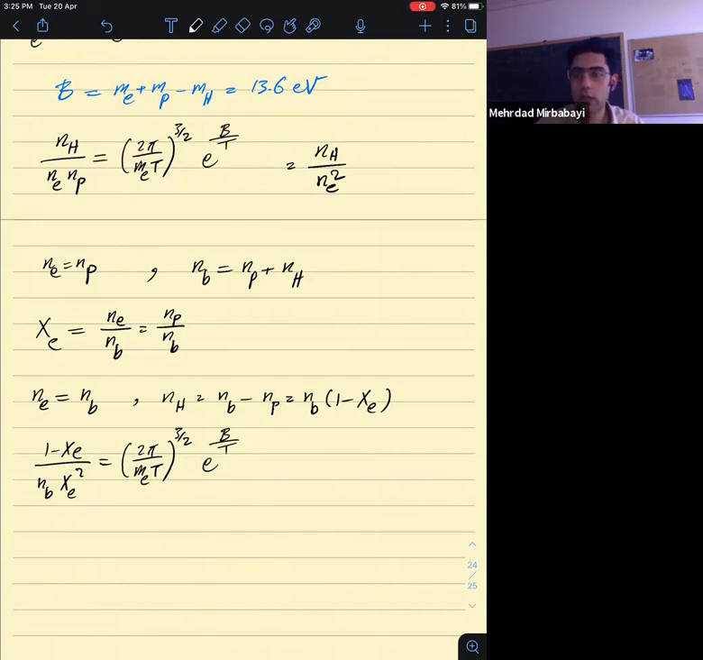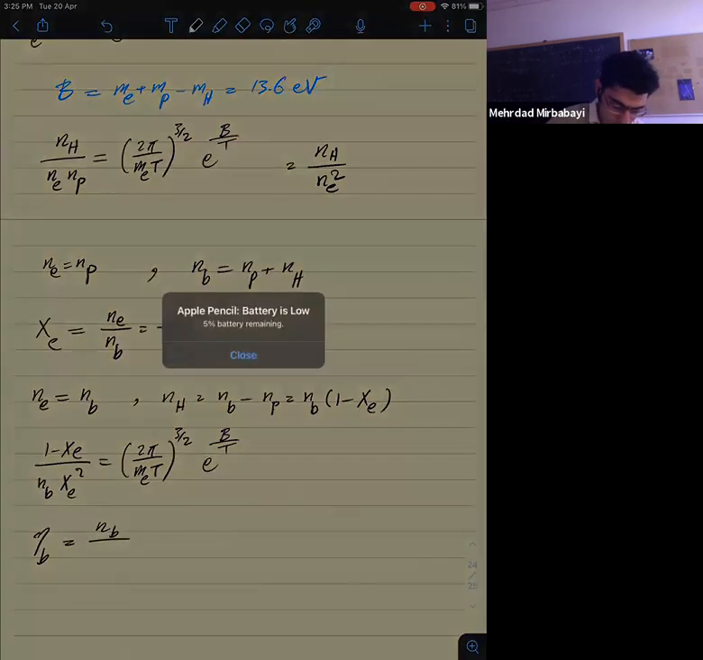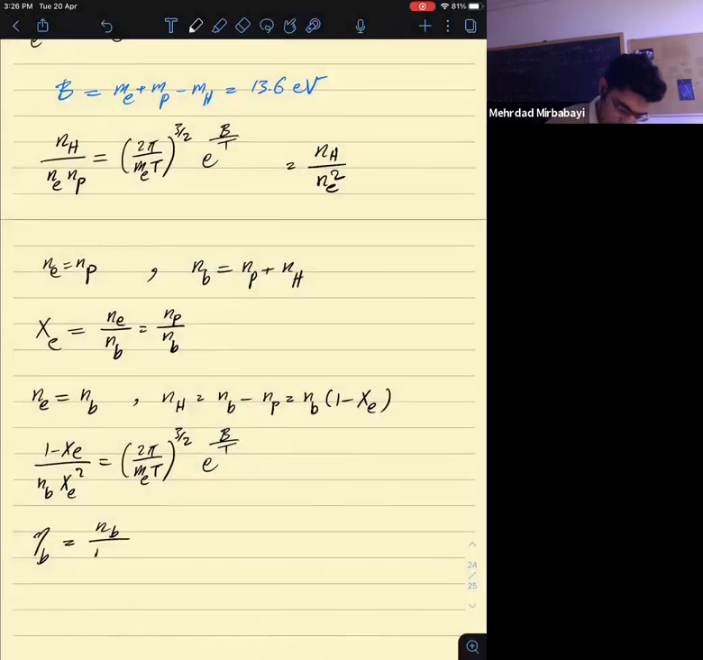Both of them dilute as 1 over a cubed. So therefore, we can find this ratio, eta_B, which is the number of baryons divided by the number of photons, and this is constant. This constant, which we talked about earlier in this lecture, is related to the number of baryons divided by the entropy density, because the big part of the entropy density comes from the photons. Up to an order one number, this is the same thing. And this ratio is extremely small, of order 10 to the minus 10.